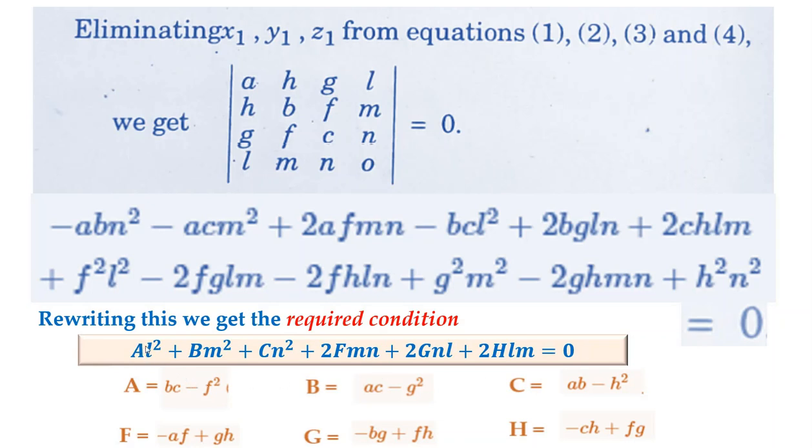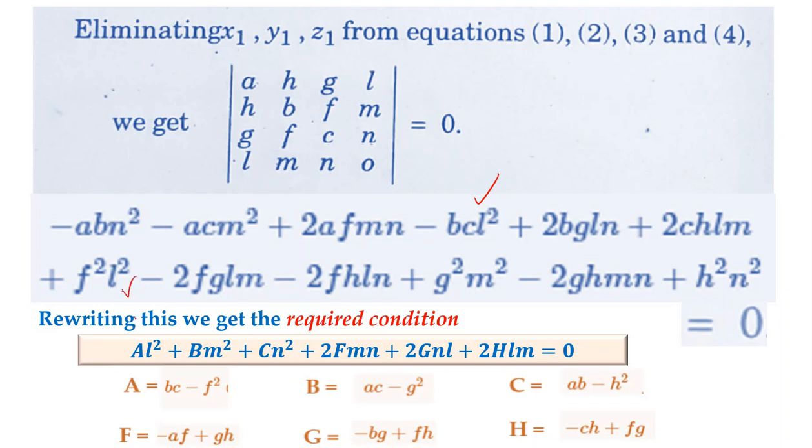Here this capital A stands for BC minus F square, and capital B stands for AC minus G square. Capital C stands for AB minus H square. Capital F is nothing but minus AF plus GH. Capital G stands for minus BG plus FH, and capital H stands for minus CH plus FG. See here you can see that the L square term arises from here, BC L square, and then here the F square term.